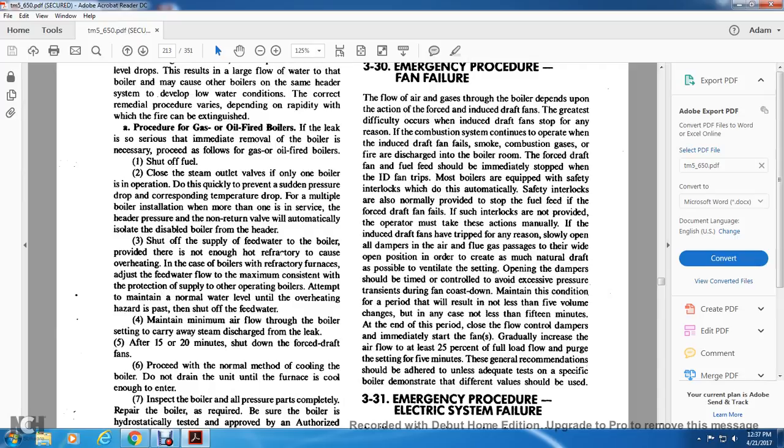If other boilers are in operation, this will quicken the cooling and prevent a sudden pressure drop in the boiler. When more than one boiler is connected to the header, the non-return valve will automatically isolate the disabled boiler from the header. 3. Shut off the supply of feed water to the boiler, provided there is not enough hot refractory to cause overheating, as in the case of boilers with refractory furnaces. Adjust the feed water to the maximum permissible, consistent with the protection of other boilers, attempting to maintain the normal water level until the danger of overheating is past, then shut off the feed water.